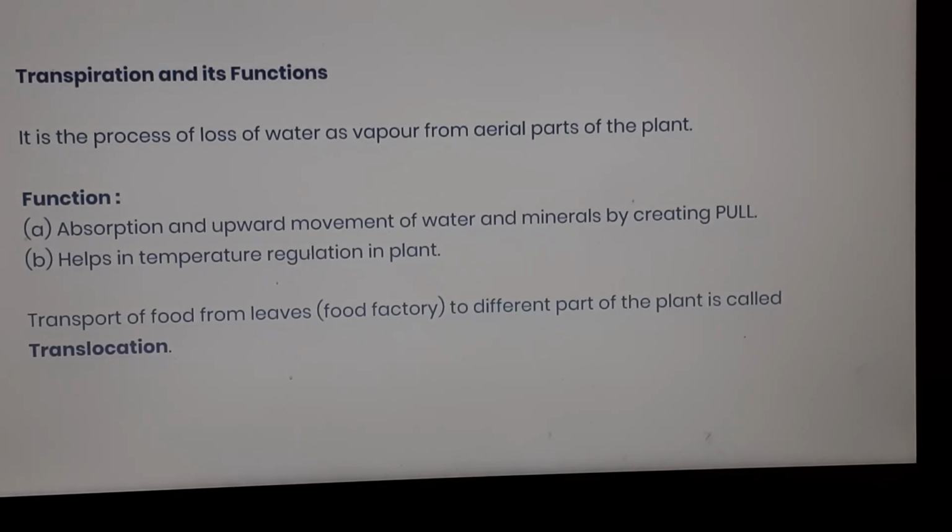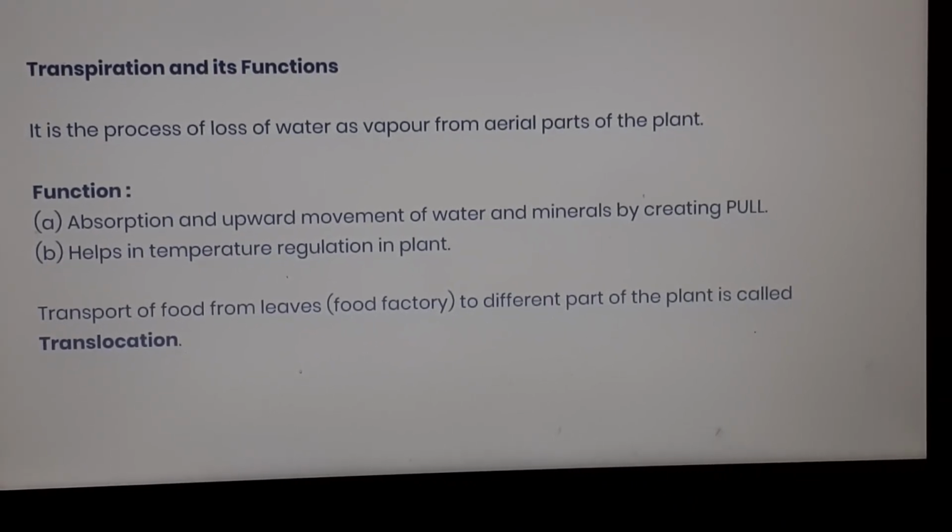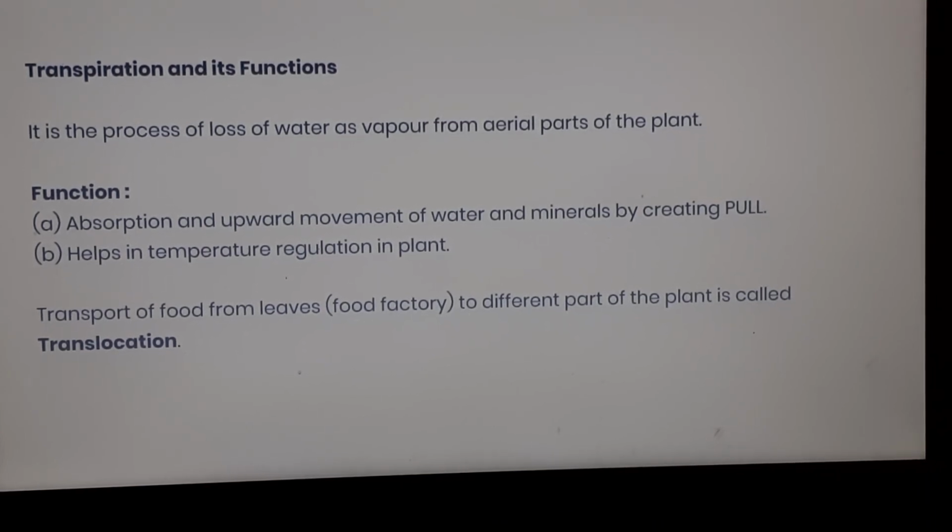Next one, this is important. Suppose the plant is very tall, for example a coconut tree or a palm tree. The trees are so tall, so how does water reach up there? This is said to be the transpiration pull. The transpiration pull theory: what does it mean? It is the process of loss of water as vapor from the aerial parts of the plant. This is called transpiration. Water is going out as vapor from the aerial parts.